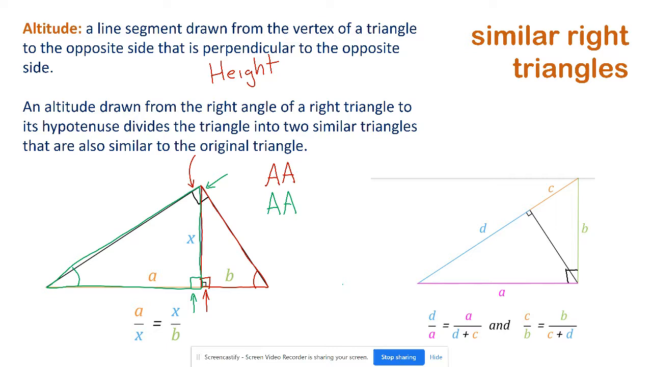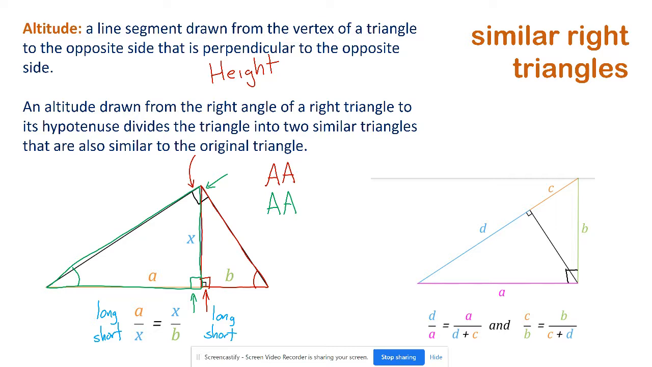So if we make a fraction, A over X, so that's the long leg over the short leg, then that has to be proportional to the same fraction from the red triangle. So again, we've got two legs on the red triangle, B and X. On the red triangle, X is the longer leg, so that's going to go on top. And B is the shorter one, so it goes on bottom. So we have long leg over short leg equals long leg over short leg. So just the same thing we've been doing, just it's going to look different because it's a new situation, but it's the same idea.